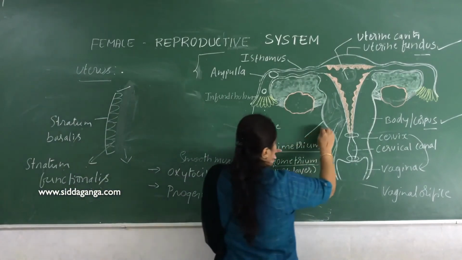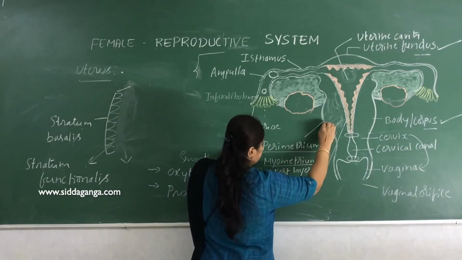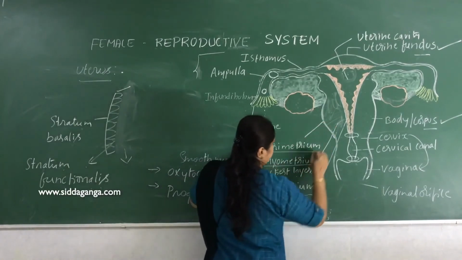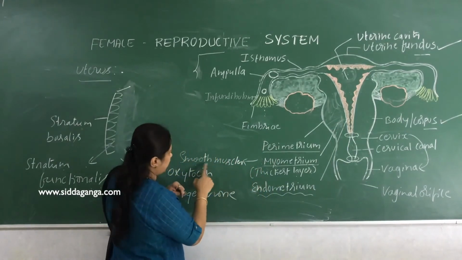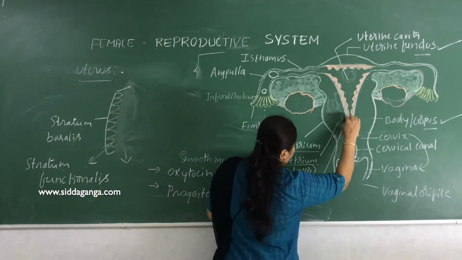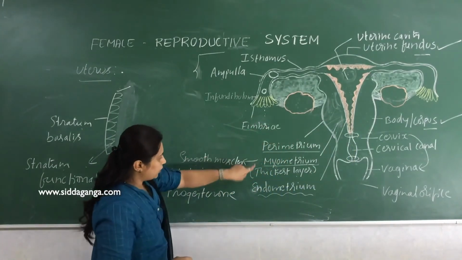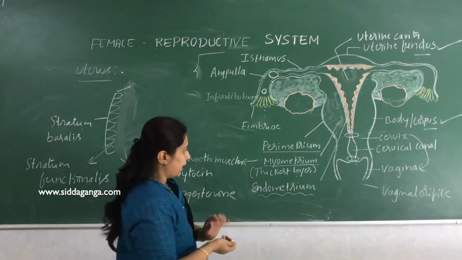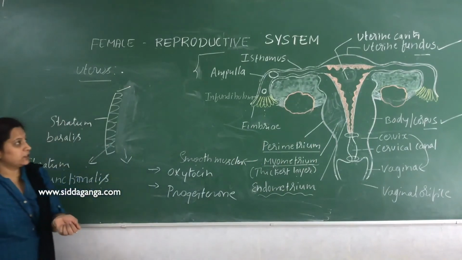From outer to inner, just recall the layers of the uterus. The outer is the perimetrium, followed by the thickest layer of the uterus, the myometrium, whose muscles are smooth muscles. Then the endometrium, the innermost layer of the uterus, where the implantation will occur. These are the wall layers of the uterus. Then, what is the function of the uterus?